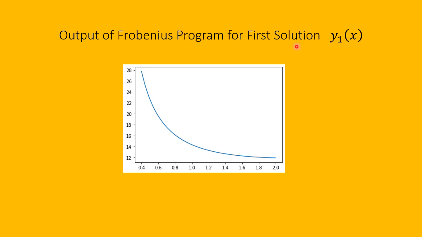So here's the output of that program, plotting the points of the function f of x, which corresponded to our solution y sub 1 of x to that differential equation. It's a nice smooth curve like this. We plotted it from x equals 0.4 to x equals 2.0, and as we can see, the y1 values on this curve go from almost 28 all the way down to about 12.